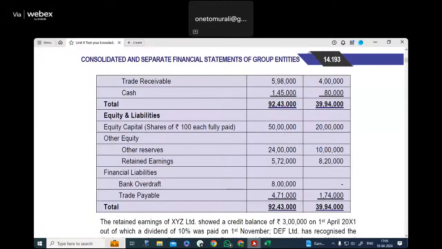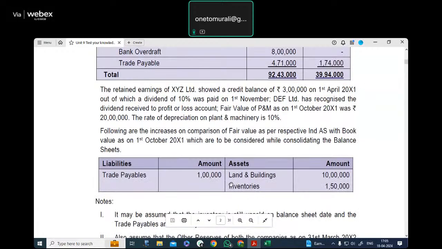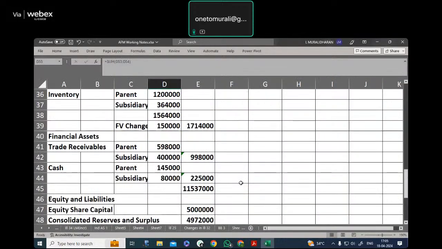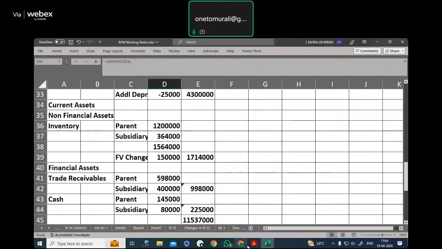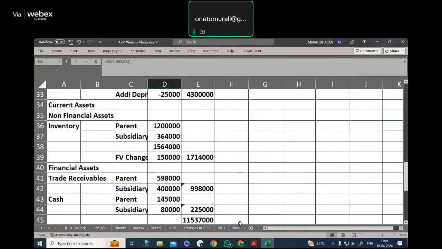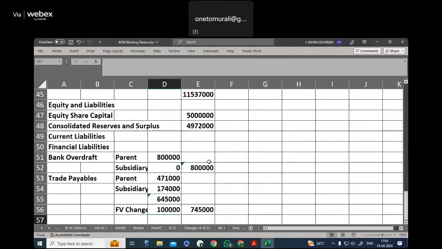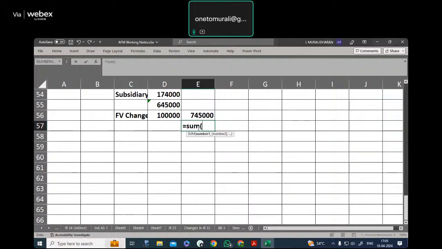What are the adjustments that we have to carry out? 471, 174. Then fair value change. So we have made change to land and building inventories. Let me just check up. In inventory, we have made a change. Okay. Trade payable, we got to make change to the extent of 1 lakh. So we have all items taken up there.